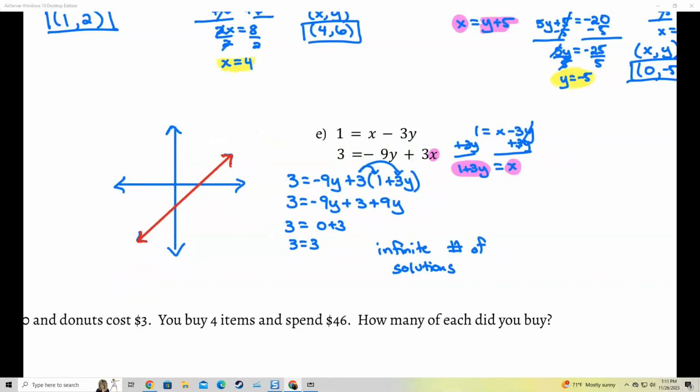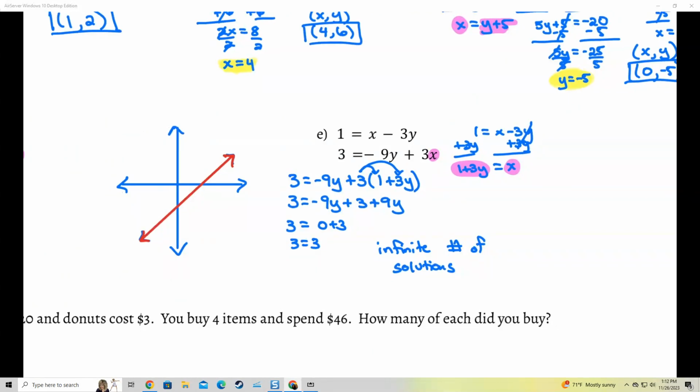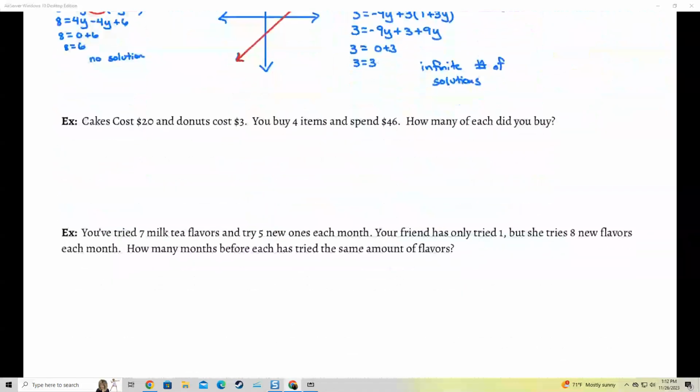Now, the reason you can't say all real numbers is because even though they're constantly touching each other and there's an infinite number of points, this point right here doesn't work because it's not on either line. It's not on the first line. It's not on the second line. This is on both lines. This is on both lines. This is on both lines. But this dot over here, it's not on both lines. So we can't say all real numbers. That's not necessarily true.